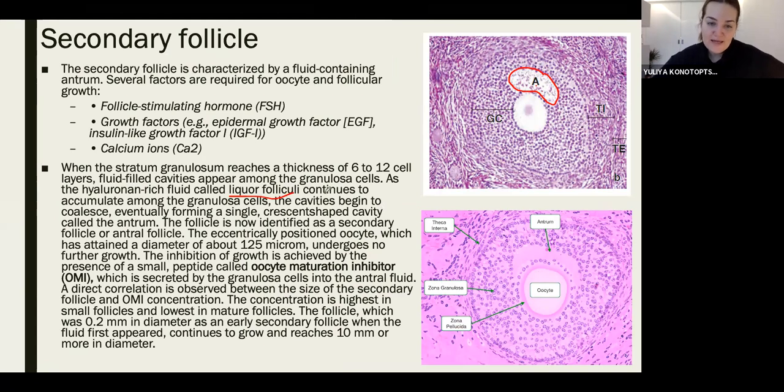Liquor folliculi is made by the granulosa cells, right? So by the cells outside of this antrum. And who tells them to make this? LH. So LH will be responsible for secretion of this liquor folliculi into the antrum.